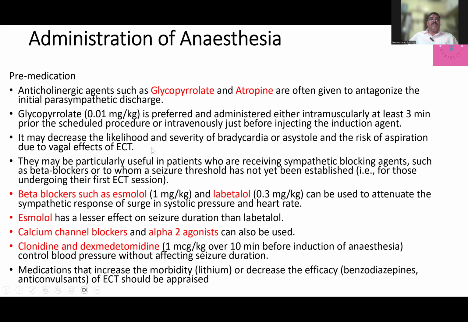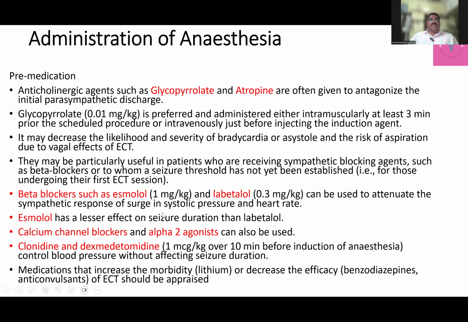It may decrease the likelihood and severity of bradycardia and asystole, and it will decrease the risk of aspiration due to the vagal effect of ECT. So they may be particularly useful in patients who are receiving sympathetic blocking agents such as beta blockers, or in whom the seizure threshold has not yet been established. Beta blockers such as esmolol 1 milligram per kg or labetalol 0.3 milligram per kg can be used to attenuate the sympathetic response.